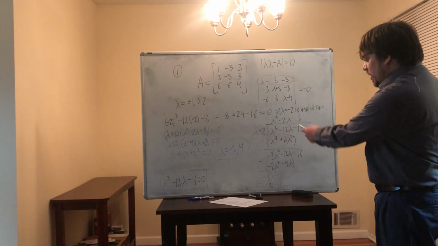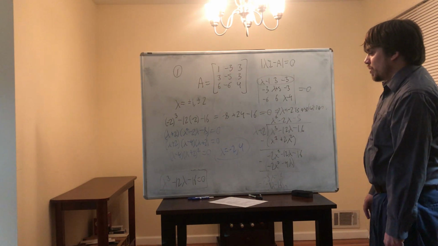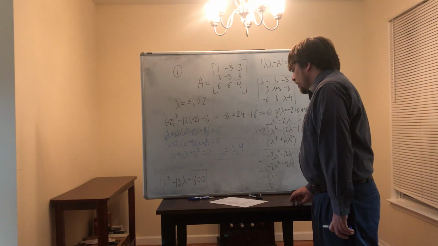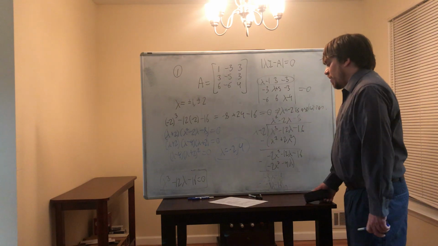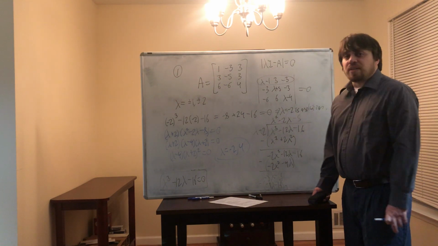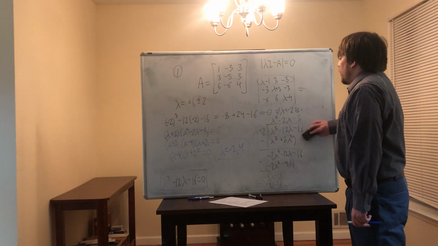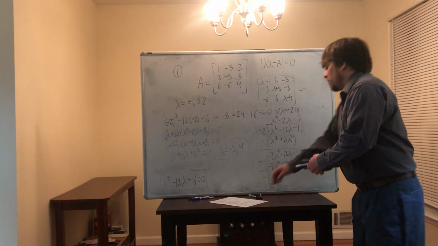Okay, so lambda equals -2 and 4 are the only two solutions to that characteristic polynomial. So we have all the eigenvalues. And the third question we're asked for is to find the bases for the eigenspaces of the matrix.